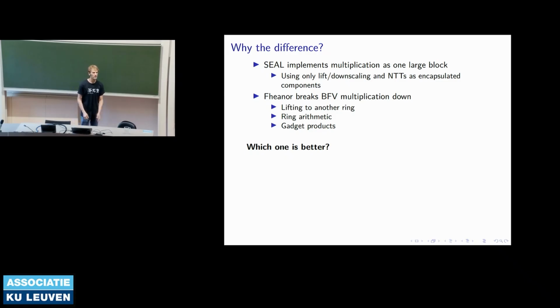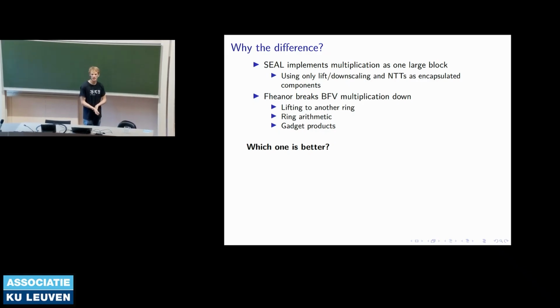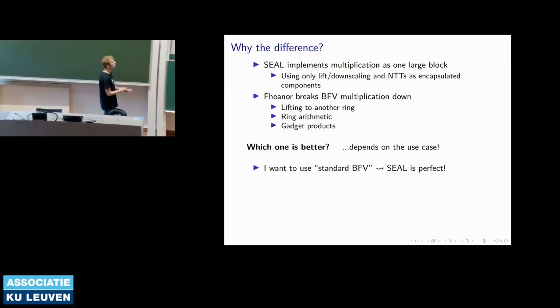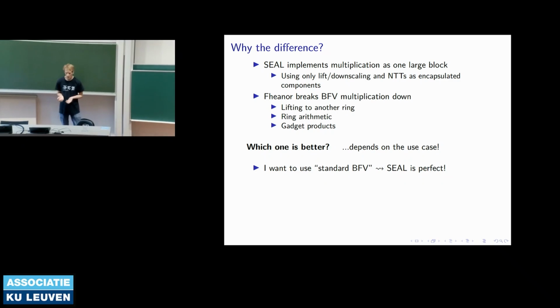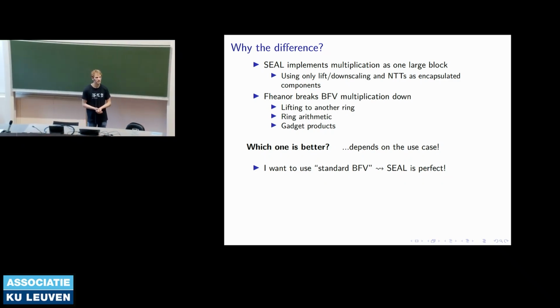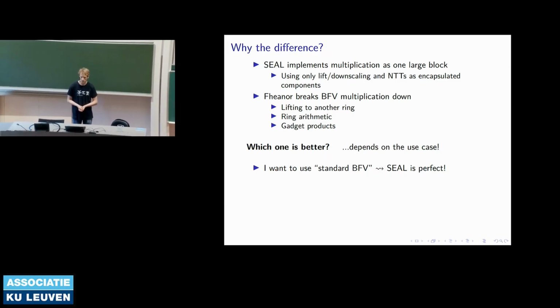On the other hand, if you just want to use BFV, like the standard textbook BFV, you don't care about how the homomorphic multiplication is implemented. And in this case, this difference is really void. So if you just want to use standard BFV, then Zeal is perfect. It will provide all the functionality that you need, and it will probably be simpler to use than Fheanor.